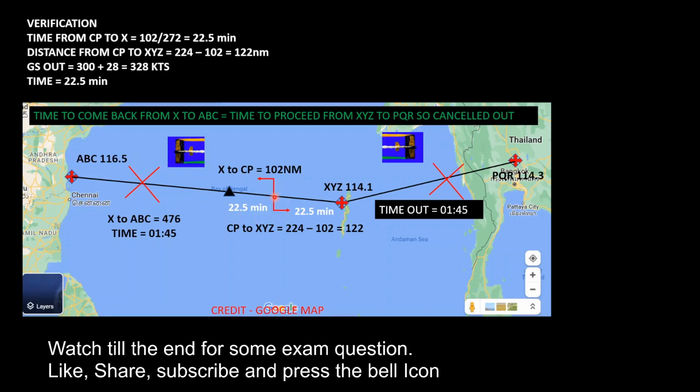So it will take 22.5 minutes from here to come back to X-ray, and from the CP to XYZ. And as we have found out that it is going to take 1 hour 45 minutes from here further, the total time, 22.5 plus 1 hour 45, is the total time from CP to PQR. Similarly, it is going to take 22.5 minutes from CP to X-ray, and from X-ray till ABC, it is going to be 1 hour 45 minutes, as we have done earlier. So it is going to take an equal amount of time to come back to base or to proceed ahead.